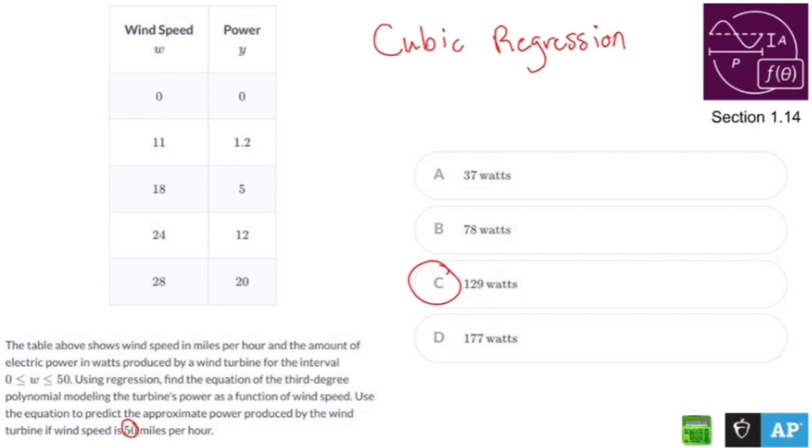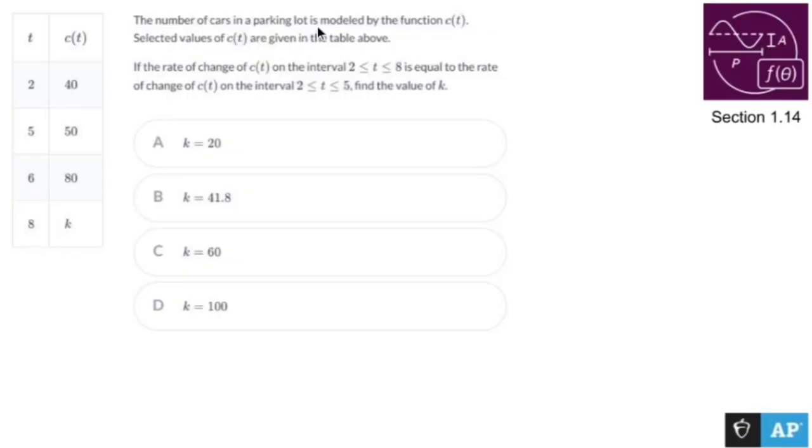So, yeah, that's that. The number of cars in a parking lot is modeled by the function c of t, and you're given a table of values to figure that out. If the rate of change of c of t on the interval 2 to 8 is equal to the rate of change of c of t on the interval 2 to 5, find the value of k.